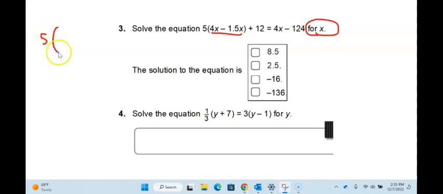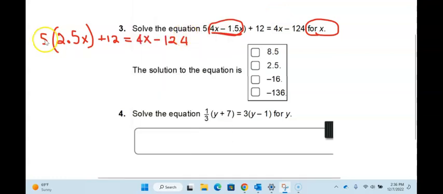So I'll say it again. I'm gonna combine these two terms first. 4x minus 1.5x is 2.5x. Kennedy, are you good with me how I get 2.5, ma'am? What's up? Alright, combine the 4x minus 1.5x plus 12 equal 4x minus 124. Okay, now I can go ahead and take 5 times what?